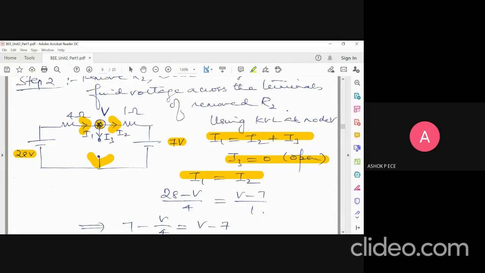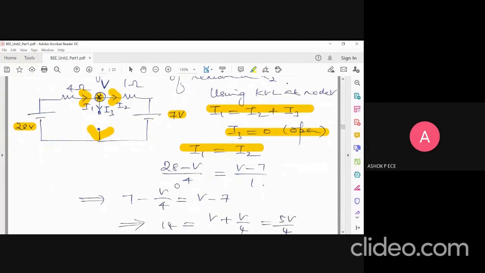Now, what is I1 from the diagram? I1 is flowing between 28 and V. So I1 is (28 minus V) by 4. And I2 is flowing from V to 7, so it is (V minus 7) by 1. If you simplify, divide both sides by 4. 28 by 4 is 7. So (7 minus V) by 4 equals V minus 7.